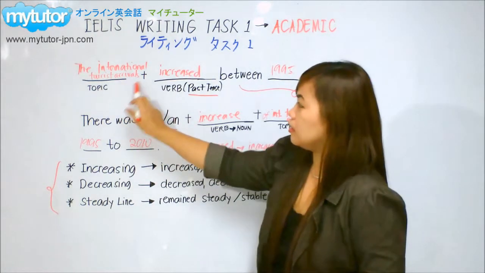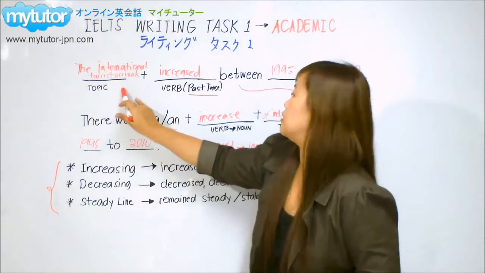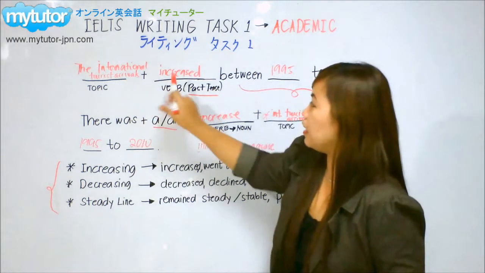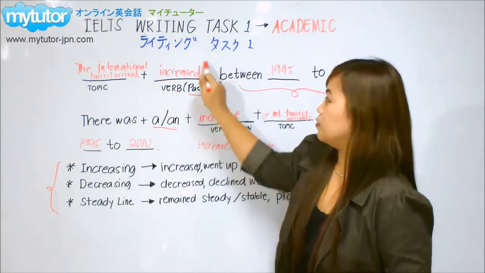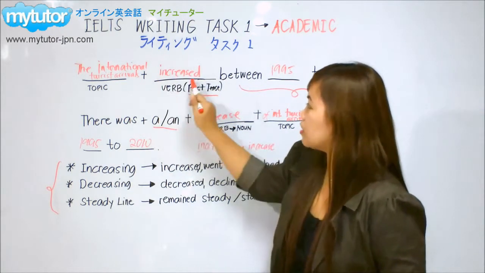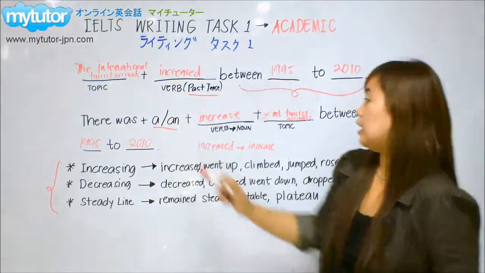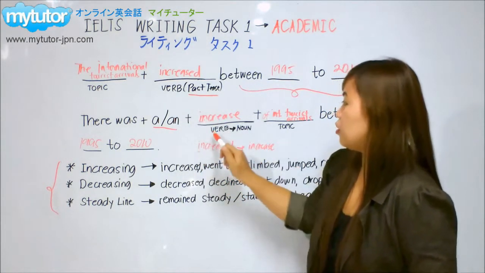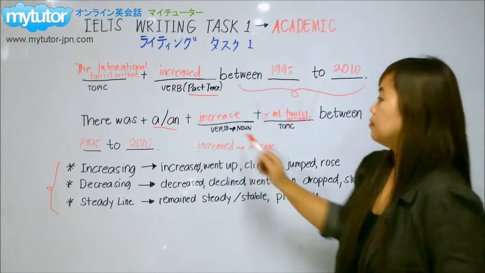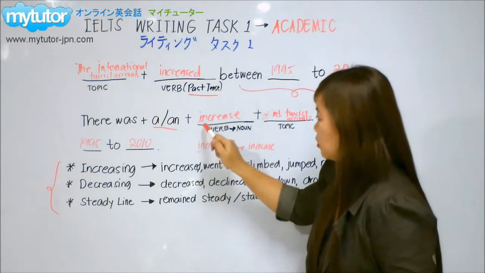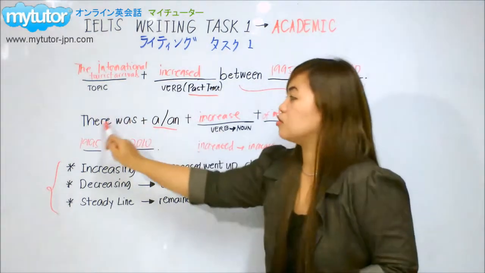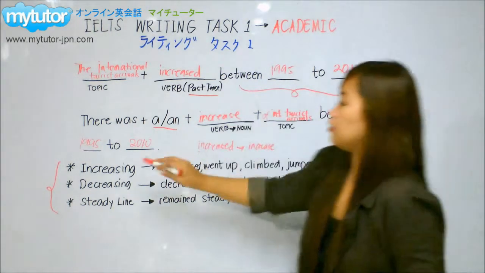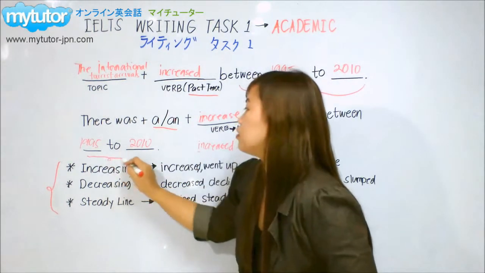So the topic is here. This varies depending on what you get. Here, the topic is on the second blank, and then followed by the past tense of the verb. In this case, we use the word increased. Here in the second pattern, instead of using the verb, we change it into its noun form, so increased became increase, because we make use of there was, plus the time range, from 1995 to 2010.